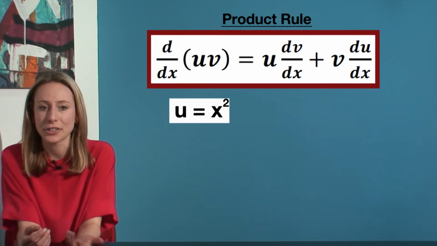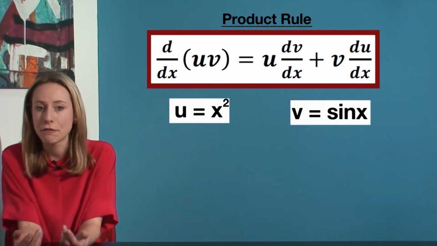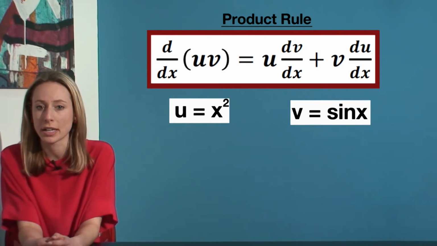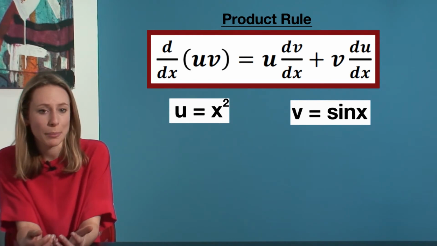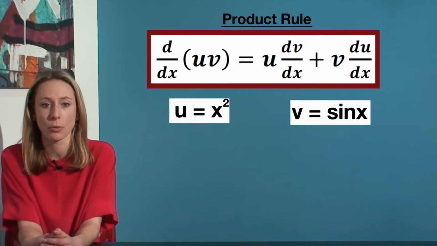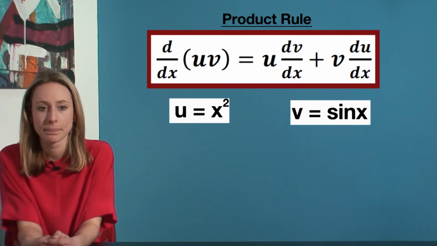In order to make this problem easier, we're going to define some terms. So here, we'll let u equal x squared and v equal sine x. It is important to define these terms in your working before you use them. For example, if you didn't spell out that u is equal to x squared, the examiner wouldn't know what u is or where it came from.